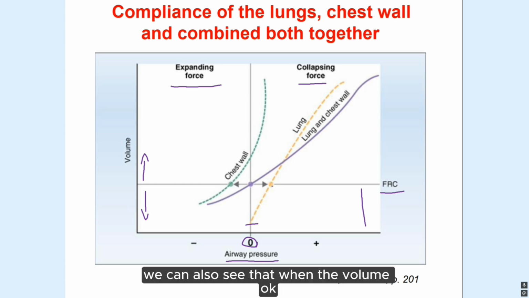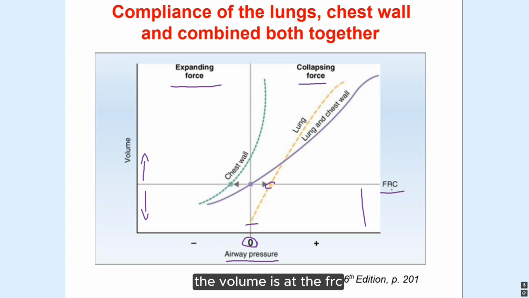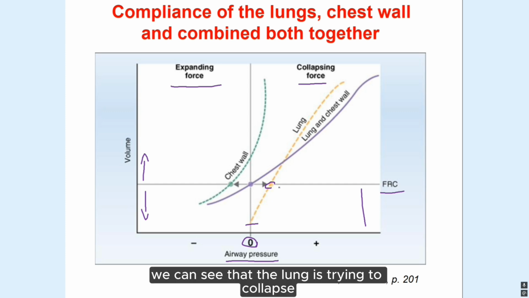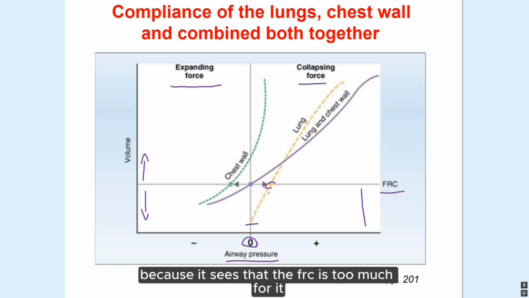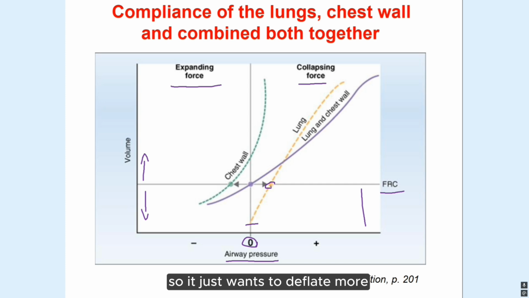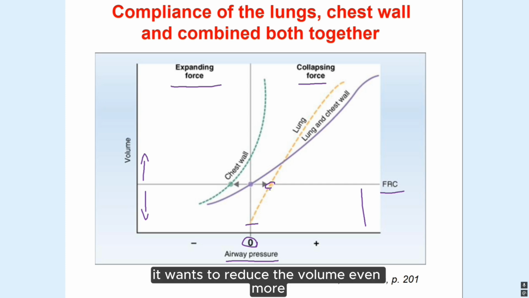We can also see that when the volume is at the FRC, we can see that the lung is trying to collapse. It's on the collapsing side. Why? Because it sees that the FRC is too much for it. So it just wants to deflate more. It wants to reduce the volume even more.